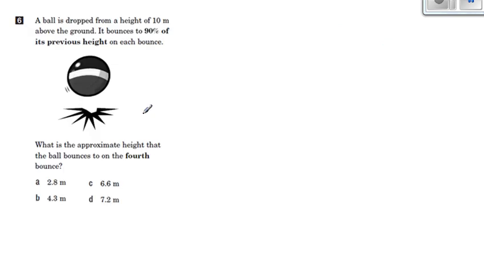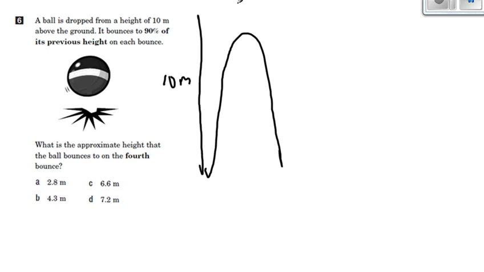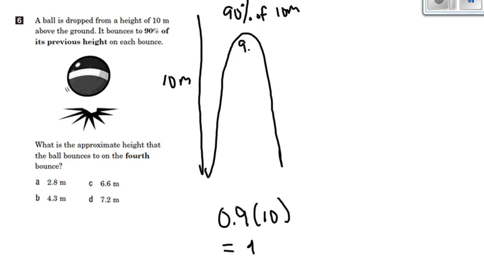A ball is dropped from a height of 10 meters above the ground. It bounces 90% of its previous height on each bounce. What is the approximate height that the ball bounces on the fourth bounce? So we're going to start up here at 10 meters. It's going to hit the ground and bounce to 90% of 10 meters. So how high is that? Well, 90% of 10 meters looks like this, and so that's 9 meters. So this is now 9 meters.